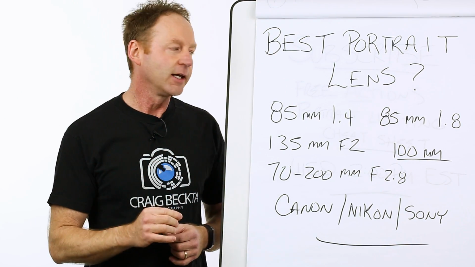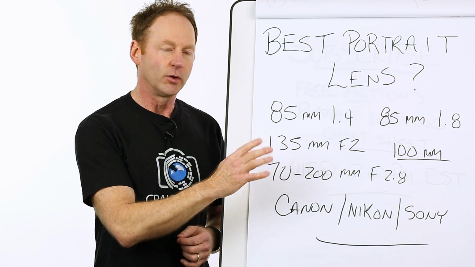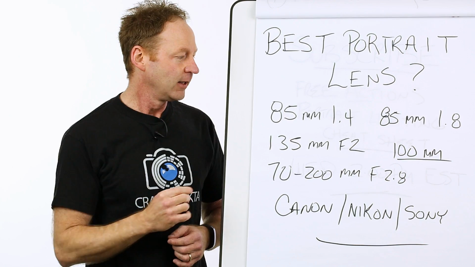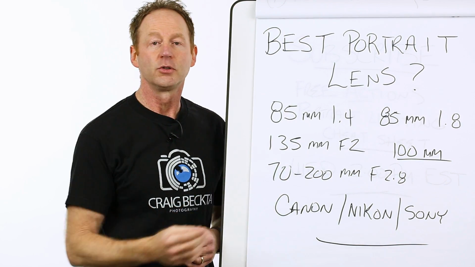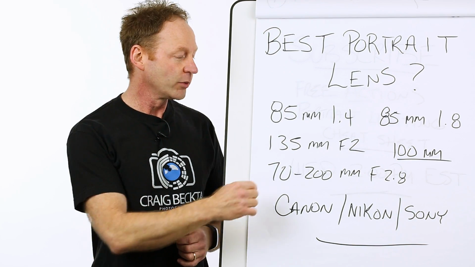So let's talk about that again. A neutral density filter is something to consider if you're shooting outdoors with strobes, if you're using an 85. You can also use it on the 135. You can also use it on the 70-200. Now I personally prefer the 135 range.